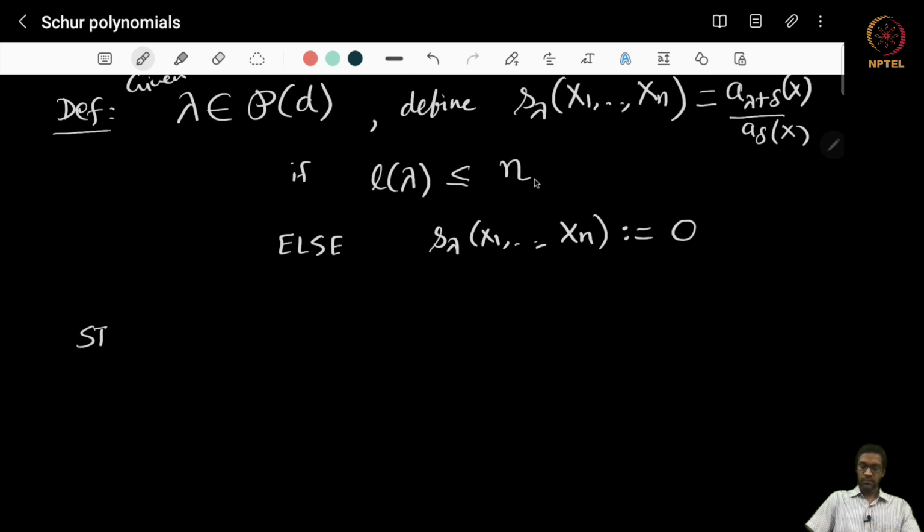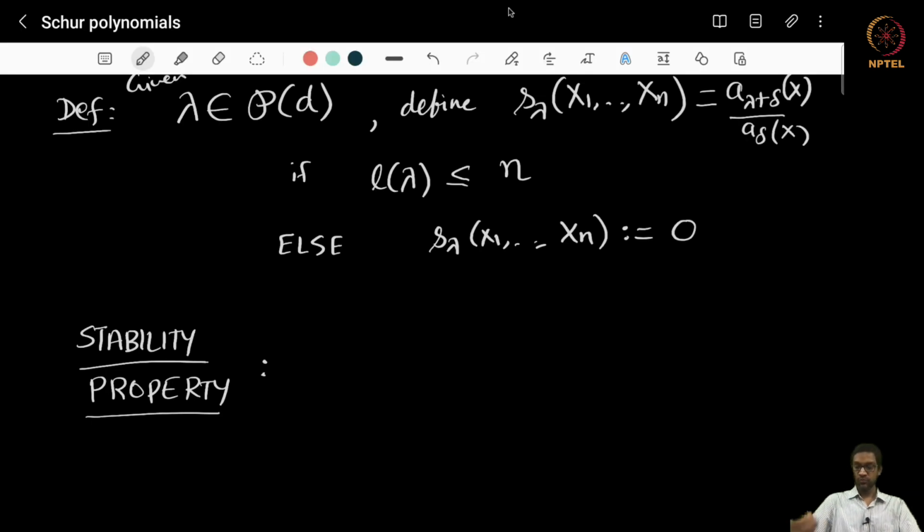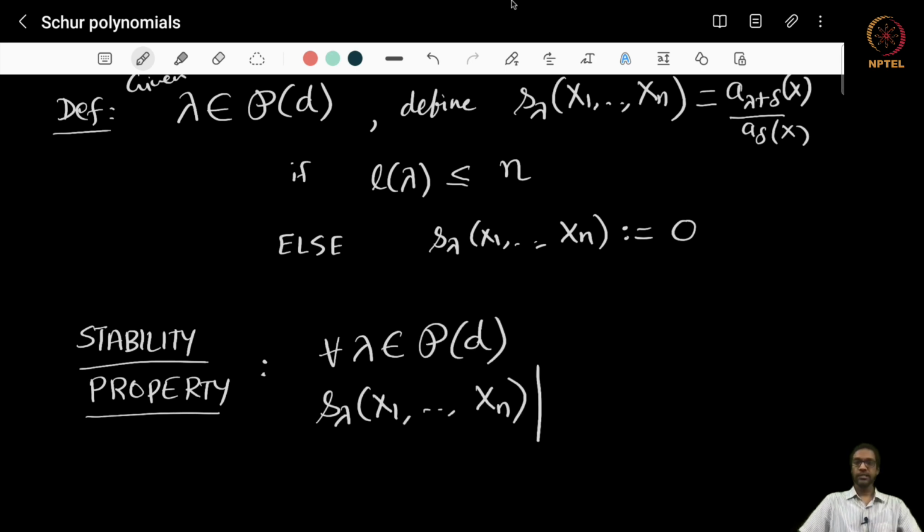Now this definition actually ensures that the following nice thing happens. This is sometimes what's called the stability property for Schur functions. It says, this is true for any partition lambda. Given any partition lambda, say partition of D, the Schur function S lambda in n variables x1, x2, xn, and then you set xn equal to 0. Just putting the last variable to be 0, this is the same as the Schur function in the n minus 1 variables x1 through xn minus 1.